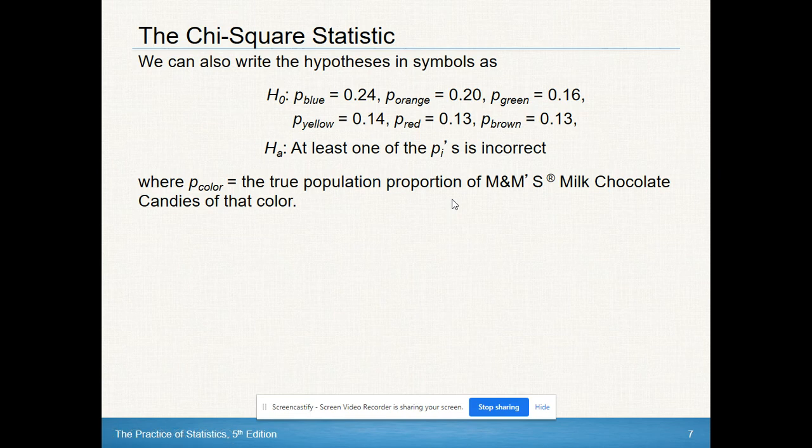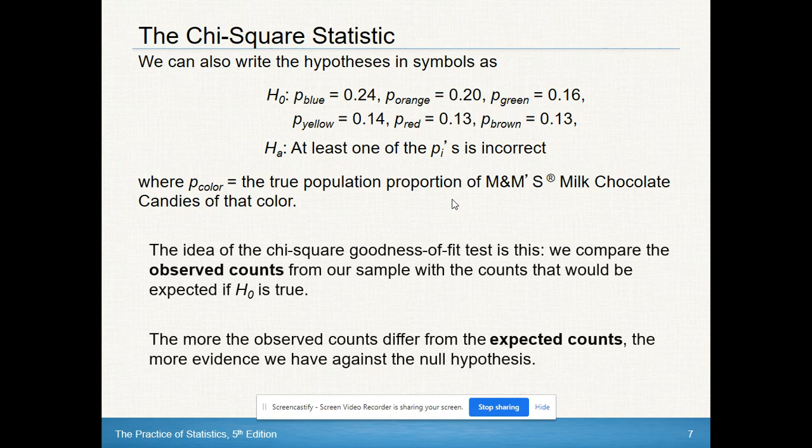Now, you can also write it as symbols like that, where the proportion of blue is 0.24, the proportion of orange is 0.20, etc. And then the alternative one is basically saying, hey, at least one of those proportions is going to be incorrect. Because if at least one of those is incorrect, that affects everything else, which means it affects the total distribution. Personally, I would always choose to write it as a sentence like you saw in the previous example.